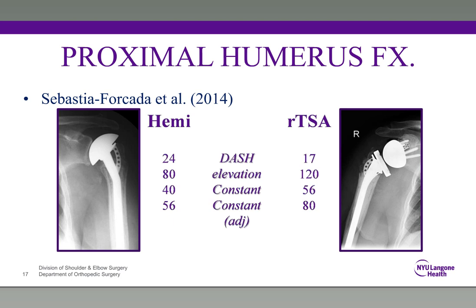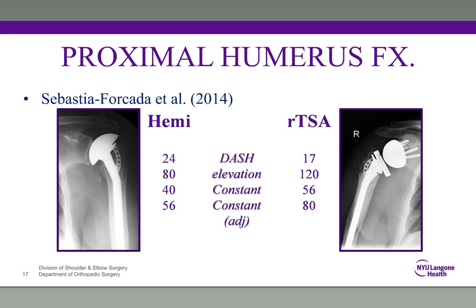More recently, our colleagues from Spain published this article. This was a prospective randomized study. So once again, this was a much better study. They compared patients who were treated with reverse versus hemiarthroplasty for proximal humerus fractures, and basically on all outcome parameters, including the DASH score, average elevation, adjusted and non-adjusted constant scores, demonstrating improvement and superiority for the reverse replacement.